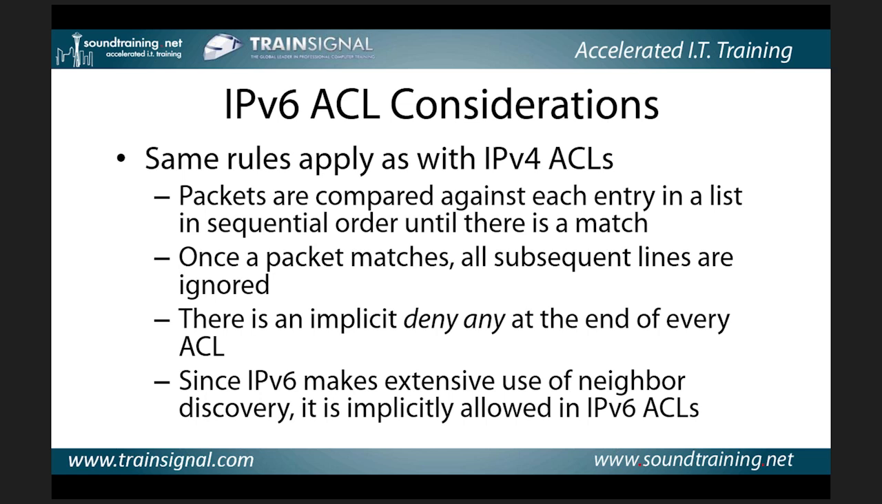There are no numbered lists like there were in IPv4. Now we use named lists, and that honestly just makes sense. It's easier to work with. And also, since IPv6 makes extensive use of neighbor discovery, it is implicitly allowed in IPv6 ACLs. One thing that can come back and bite you on that, if you're not careful, is the use of a deny any statement could prohibit the exchange of neighbor discovery information on the interfaces where you've implemented that, so just be aware of that.